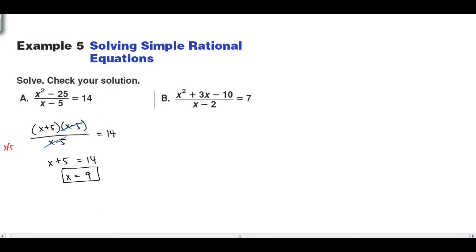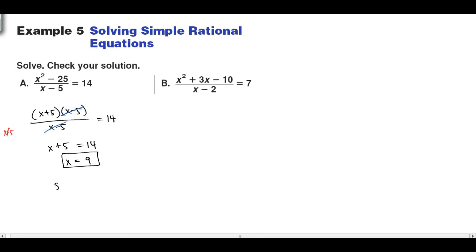Now check your solution, plug it in, right? 9 squared, you would get 81 minus 25 all over 9 minus 4, which, what is that? That's like 56 over 5. Why did I do 9 minus 4? Shouldn't that be 9 minus 5? I was kind of doing math in my head. And 9 minus 5 is 4. So I have 56 over 4, which reduces down to 14, which happens to be the right side. So that guy is good. Pat on the back. And move on to our last melon.